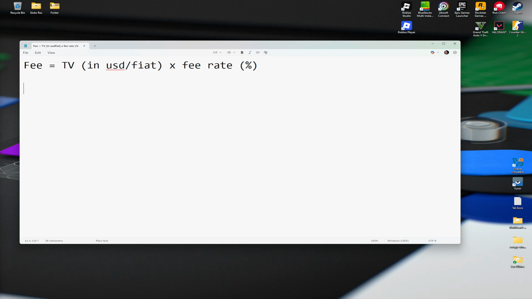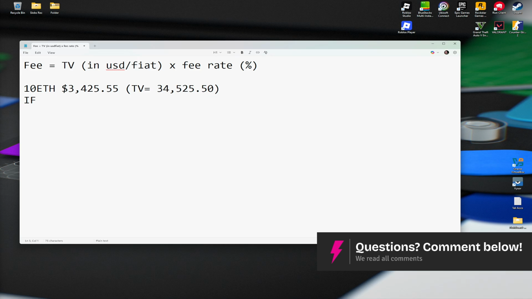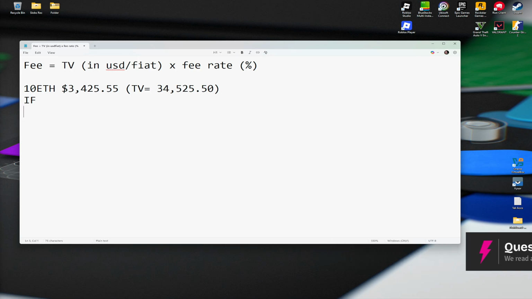So, a sample right here, for example: you bought 10 Ethereum, and the current price as per recording is 3425.55. So the trade value for that is equal to 34,525.50.